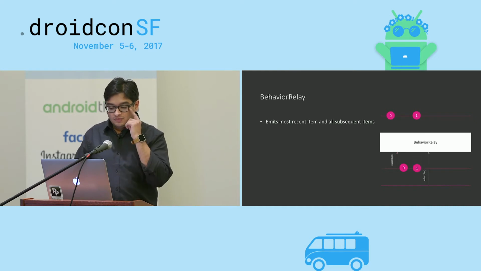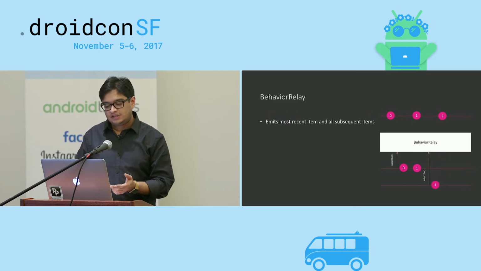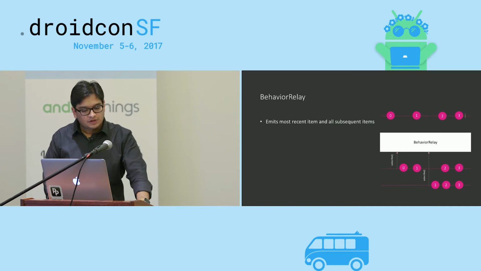Now say our observer 2 comes and subscribes. It would not get item 0, but instead it'll get item 1 from the source, and the sequence continues.